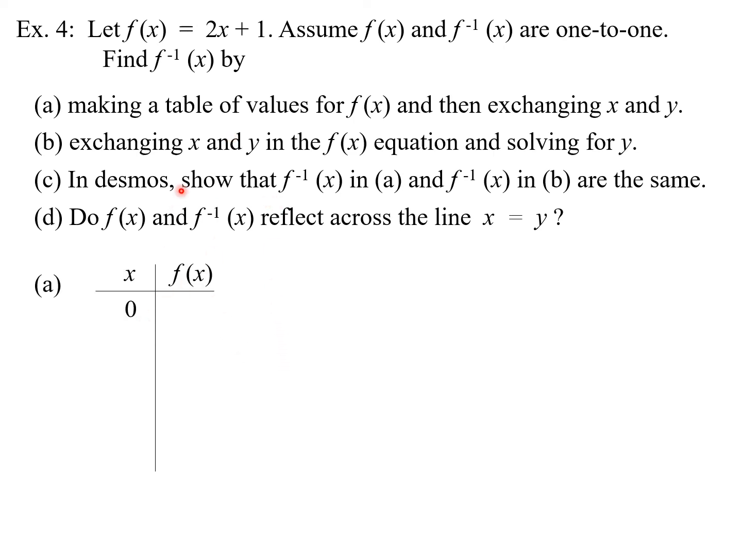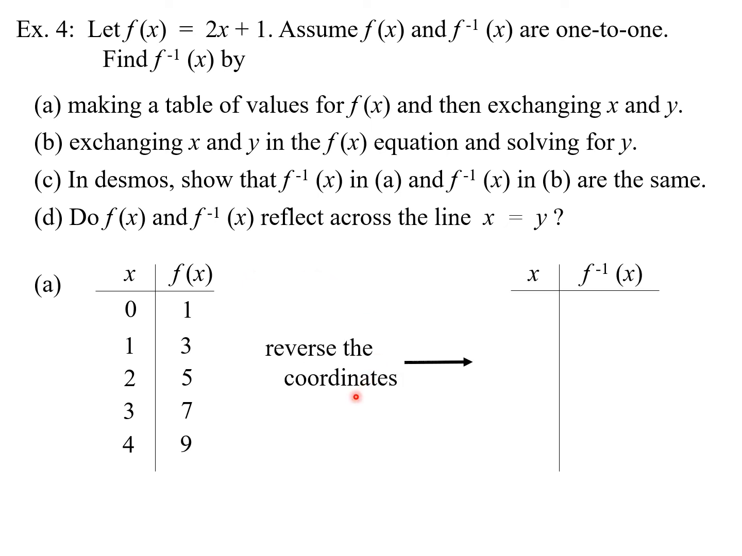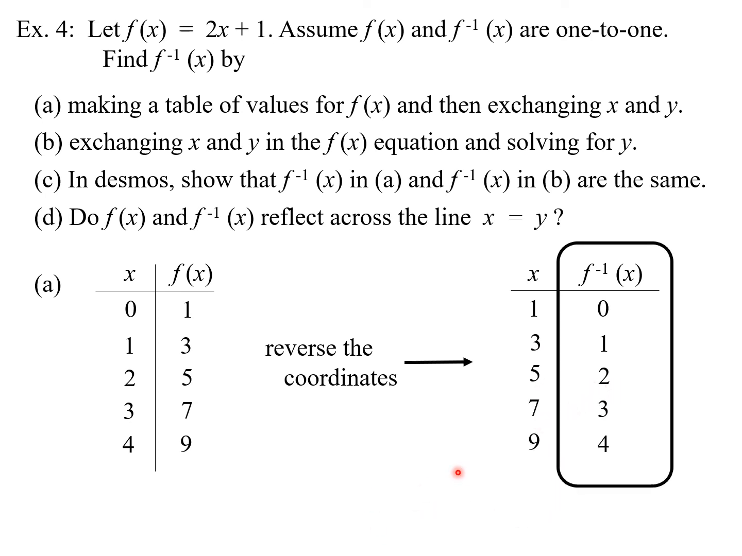If x equals 0, 2 times 0 is 0, plus 1 is 1. If x is 1, 2 times 1 is 2, plus 1 is 3. If x is 2, 2 times 2 is 4, plus 1 is 5, and so on. And we get this for our table of values. Then to get the inverse, just reverse the coordinates, and we get those. So this would be the inverse.